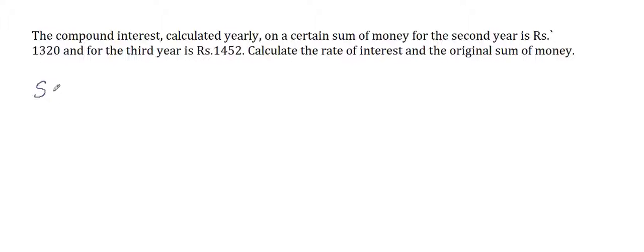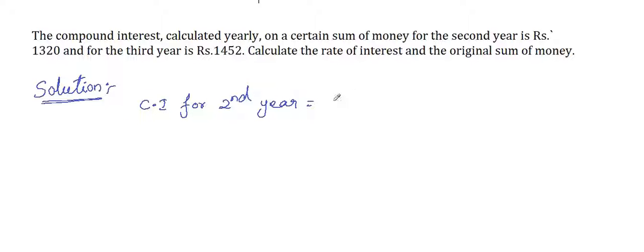Let's solve the question which I have written on the whiteboard. Given compound interest calculated yearly on a certain sum of money for the second year is rupees 1320 and for the third year 1452 rupees, and we need to find the rate of interest and the original sum of money.